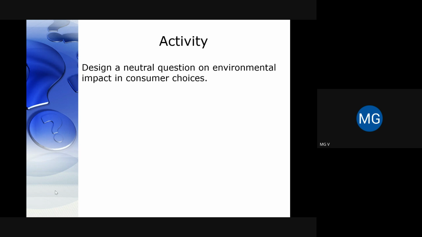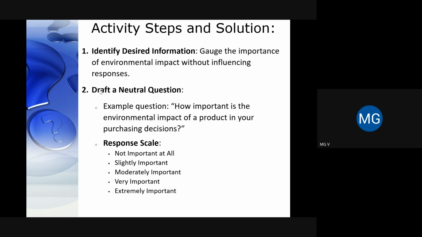Okay, let me explain the steps. So first we need to identify desired information. We can gauge the importance of environmental impact without influencing the responses. So first we need to identify the desired information and then we can draft a neutral question based on it.